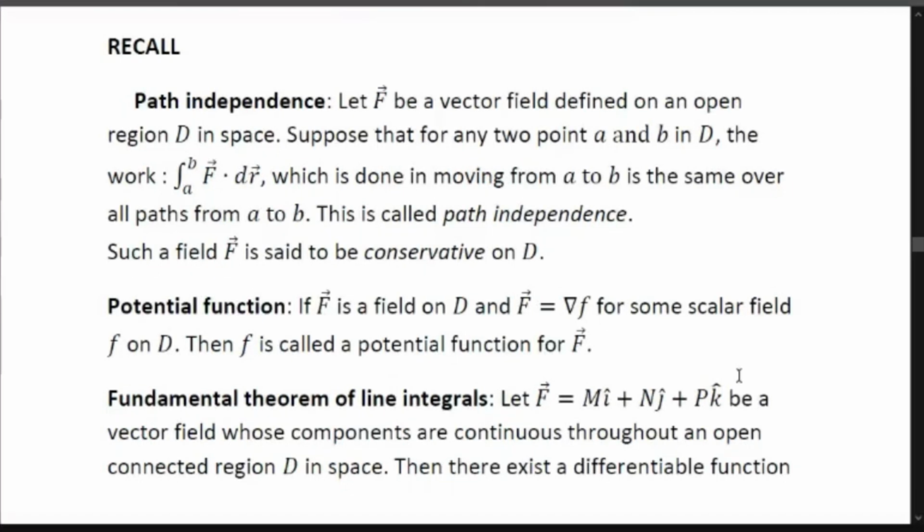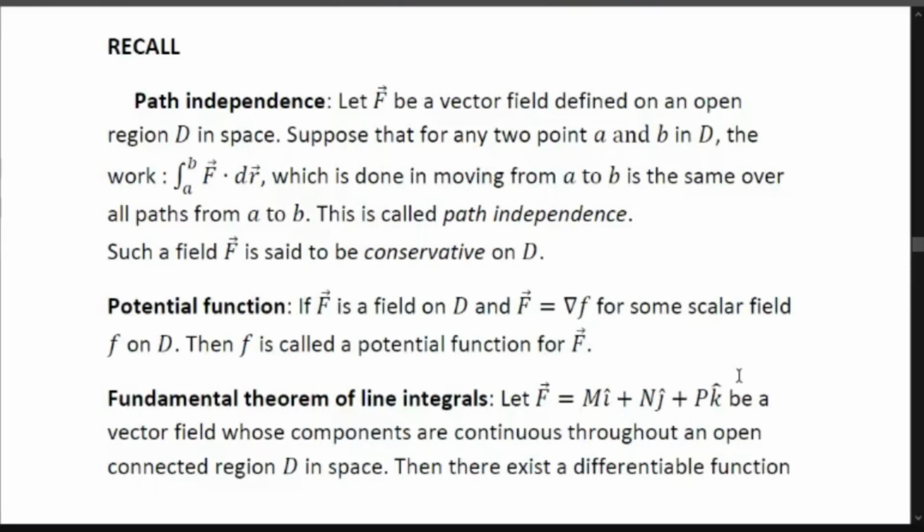If f is a vector field defined on an open region D, suppose that for any two points A and B in D, the work done, the line integral from A to B of f dot dr, which is done in moving from A to B, is the same over all paths from A to B. That is, the work done for moving from the point A to B is the same for every path which joins A and B. If you move from A to B through any path, the work done will be the same. Such a case is said to be path independence. So the work done is independent of the path, or mathematically the line integral is independent of the path. That is the idea of path independence.